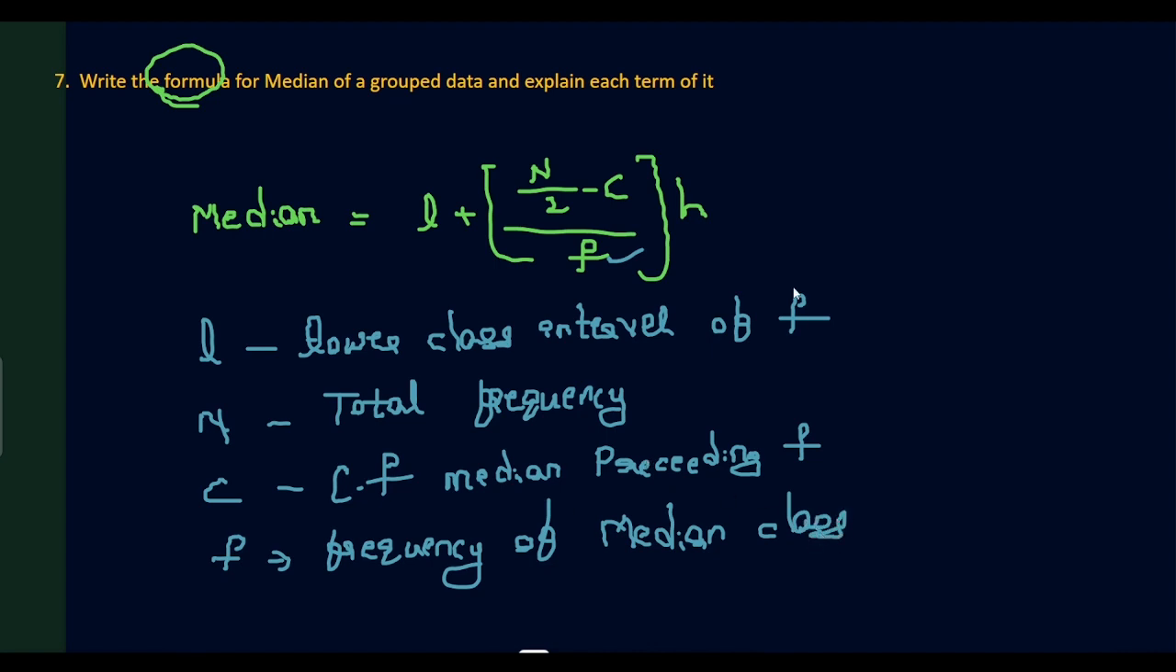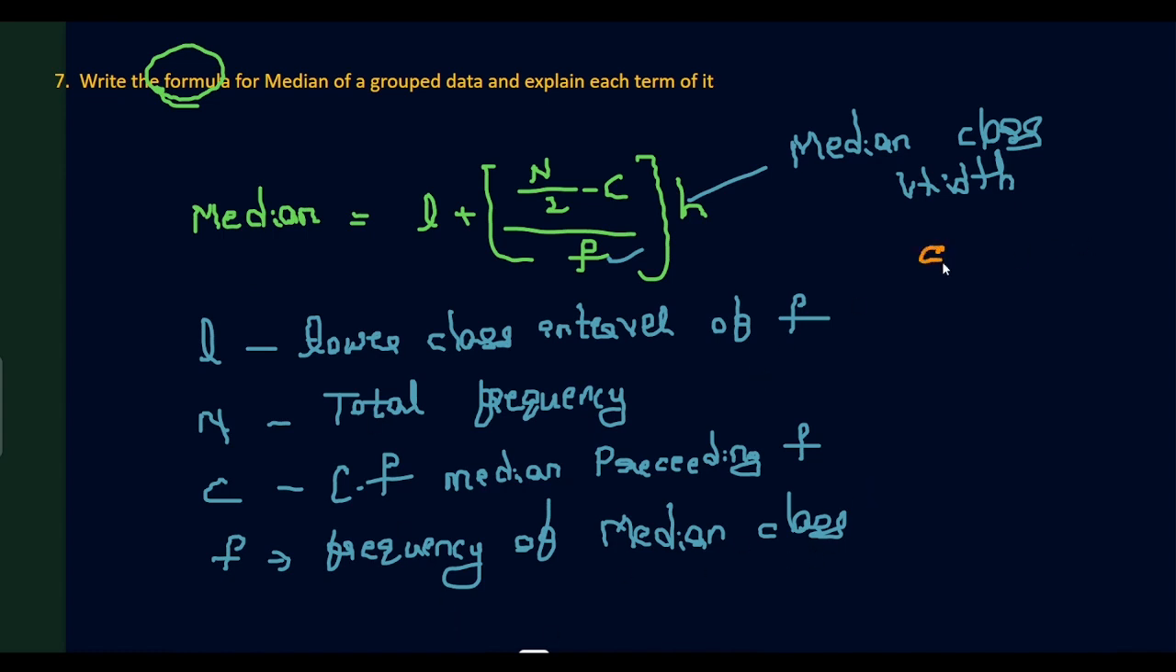Fine. And what about H? H here is the interval or width, the median class width. We can consider it the median class width. That's it. And from here we are discussing section 2.